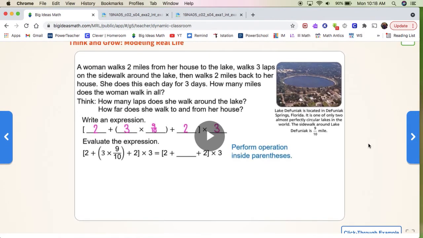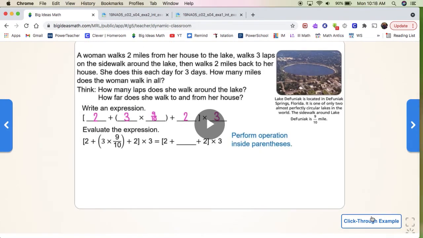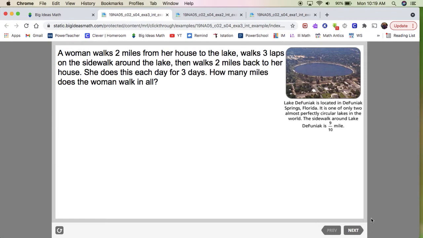I'm not sure if you can hear the video, so I'm just going to do the click-through example. All right, it says a woman walks 2 miles from her house to the lake, walks 3 laps on the sidewalk around the lake, then walks 2 miles back to her house. She does this each day for 3 days. How many miles does the woman walk in all?